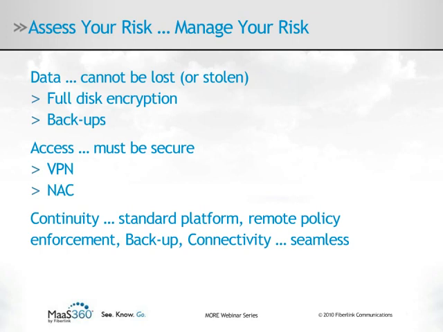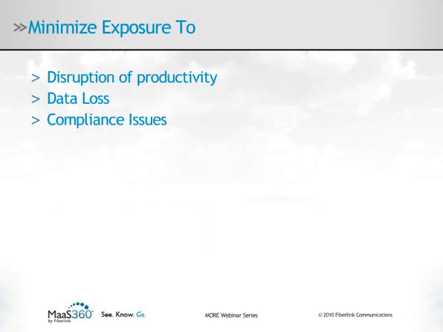Assuring that we have connectivity and monitoring controls, so that we know who has remote access via VPN as well as a mobile NAC, and to assure that we have continuity in place, that there is a standard operating platform, remote policy enforcement, backup, and everything that I just described is all seamless to the end user as well as to IT. When you look at all the activities that take place during the pre and post merger, it's primarily focused on getting the organization together as quickly as possible, but underlying that, we have to be able to minimize exposure to any disruption in productivity, any data loss, as well as compliancy issues.